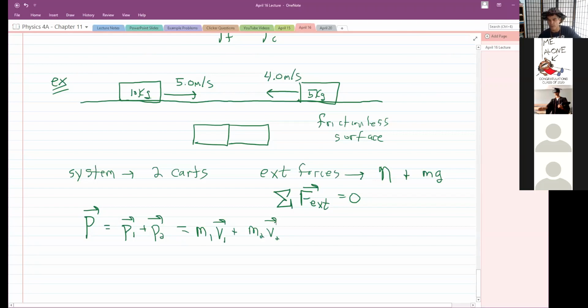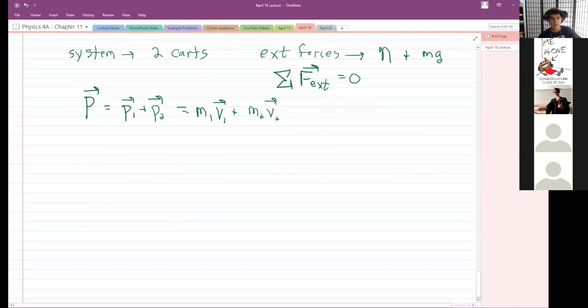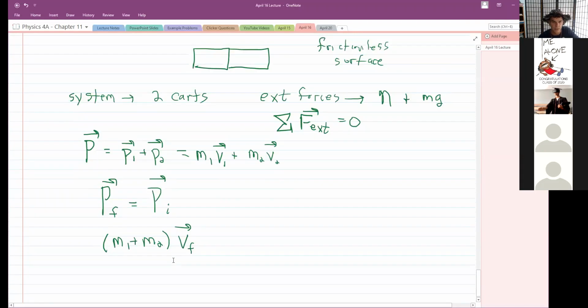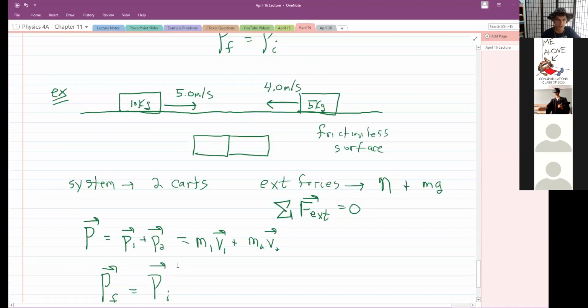So if momentum is conserved, then I know that my final momentum of the system has to equal my initial momentum. Well, if these 2 things stick together and move as one after the collision, they basically have the exact same velocity. So I could call my final momentum m1 plus m2 times my final velocity. Did I label these m1 and m2? Let's just call this one m1, this one m2.